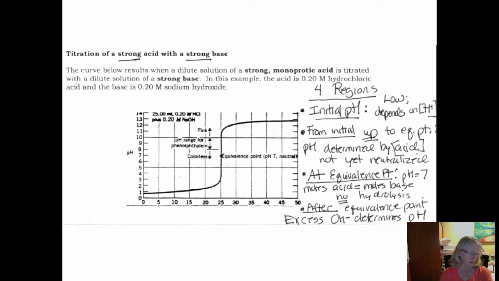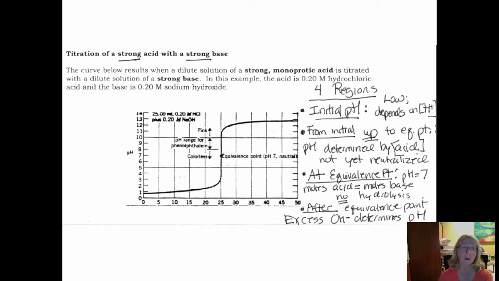What we are going to do is focus on the kinds of titration curves you could expect to see in an AP question, and also to be able to do calculations to determine the pH at any point along the titration. So this is the titration of a strong acid with a strong base.